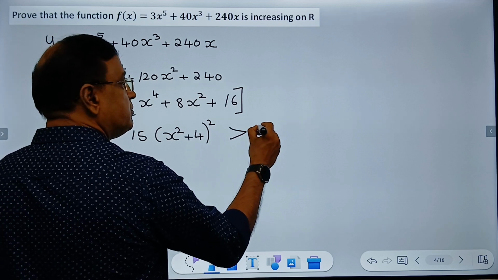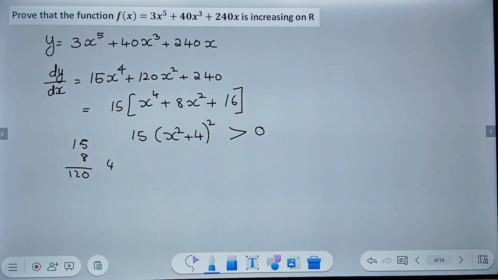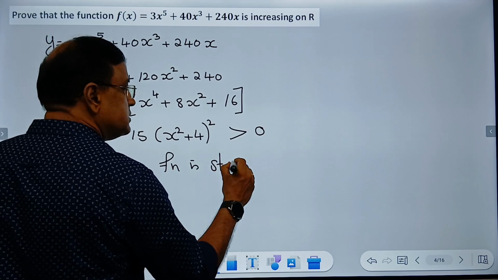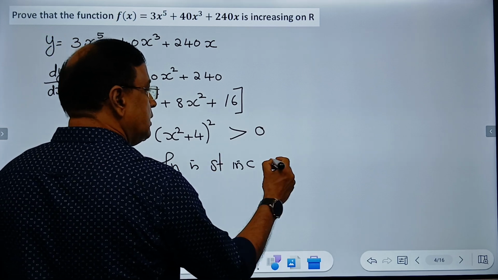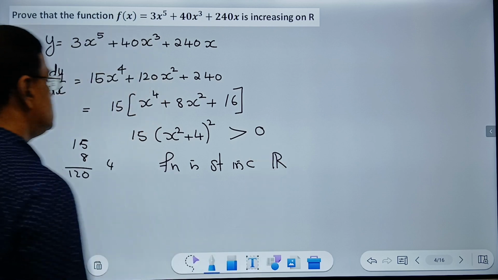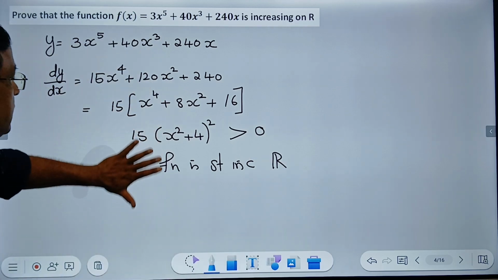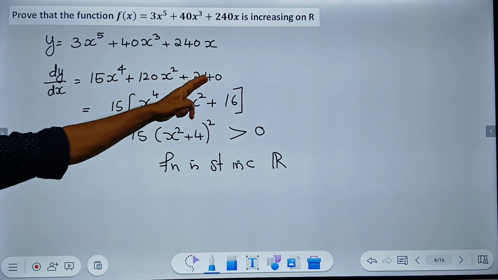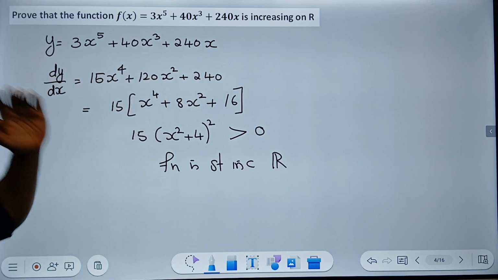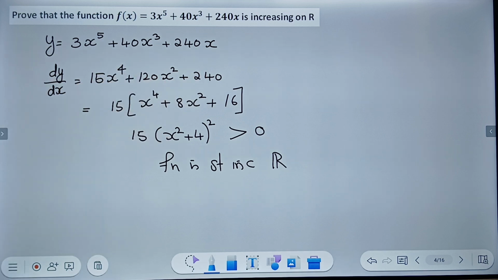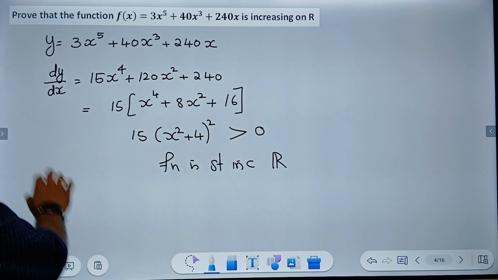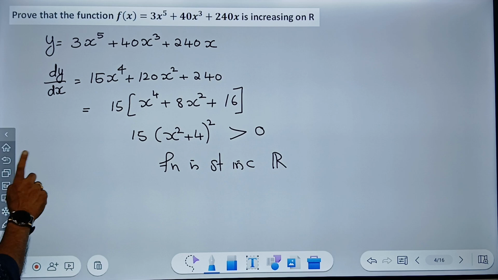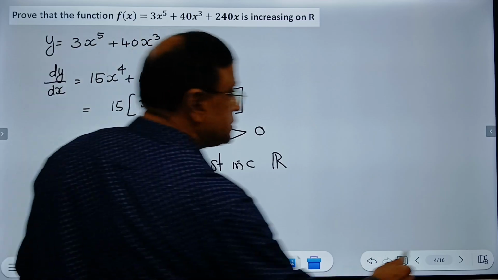This is always positive. It can never be 0. Therefore you can say the function is strictly increasing in the entire real line. So first I checked whether anything other than 15 is common, but nothing is, so only 15 is common. So you got this. Let's try this on GeoGebra and see what it is. It will be 3x power 5. Okay, let's go to the next question.